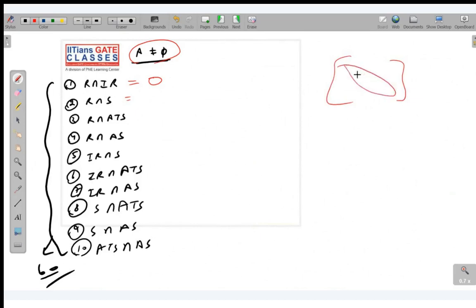So here reflexive is saying only one possibility, but symmetric was saying two possibilities for diagonal elements. So obviously when we want both, we will take only one possibility. That means all should be present. Are you getting it?